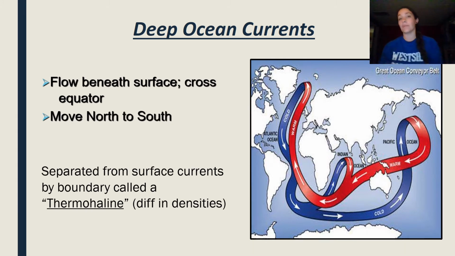They flow below or beneath the surface, and these types of currents do cross the equator, and they move from north to south. Once they get south and warm up, they become a surface current because they get warm and come up to the top. Then they'll work their way back around, get to the north or south pole, get cold, and go back down. They're separated by a boundary called the thermohaline: thermo for temperature, haline for salt. This causes the water to change in its density, which is why the currents go from the depths up to the top and vice versa.